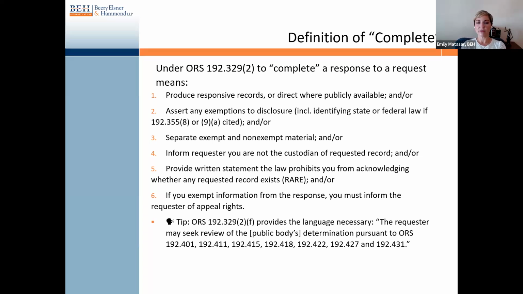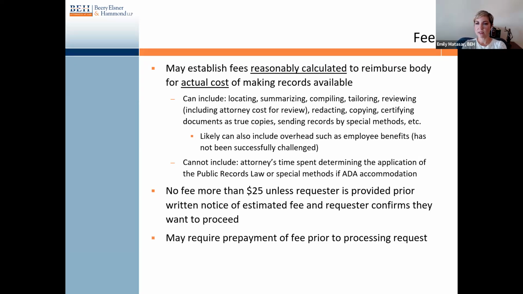And if you exempt information from the response, you must inform the requester of their appeal rights. And my tip here is that I would just use the exact language in the statute. No need to get fancy. Just say the requester may seek review of the city's determination pursuant to, and then those are all the statutes. That language is in 192.329, which talks about the response. Okay, so let's move on to fees.